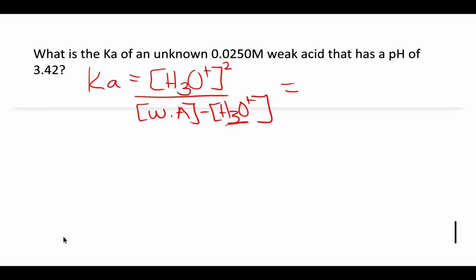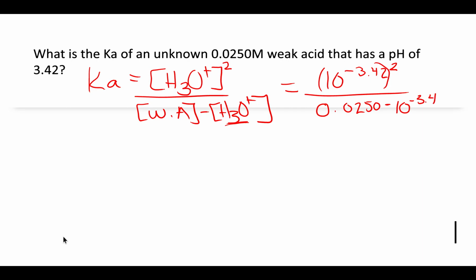To get the concentration from pH, you go 10 to the negative pH. So I'll have 10 to the negative 3.42, all squared, divided by the concentration of the weak acid minus the concentration of hydronium, which is 10 to the negative 3.42. I'd rather work with exponents, but you could plug that into your calculator, get the number, and carry on from there.